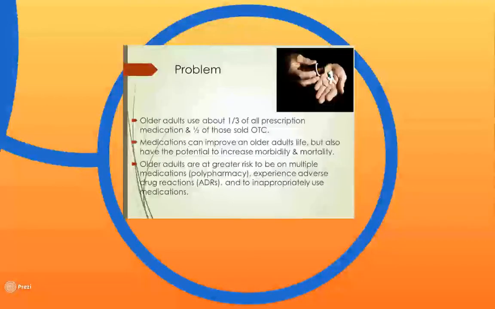We know that older adults use about a third of all prescription medications and half of those medications that are sold over the counter, and medications can certainly improve quality of life, but every single medication has side effects, so they can also increase morbidity and mortality. What's that mean? It basically means that it can increase their chance of death, right? Older adults are also at greater risk to be on multiple medications. This is termed polypharmacy. 4 or more medications is considered polypharmacy.